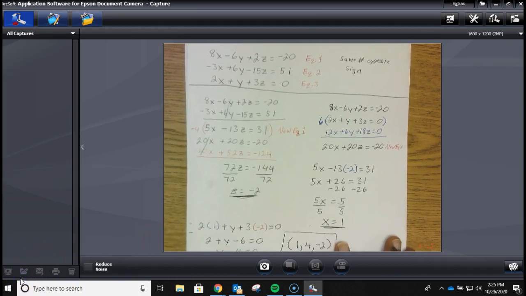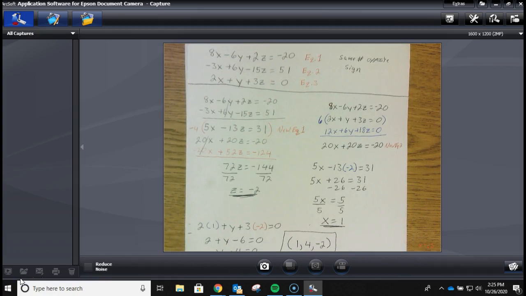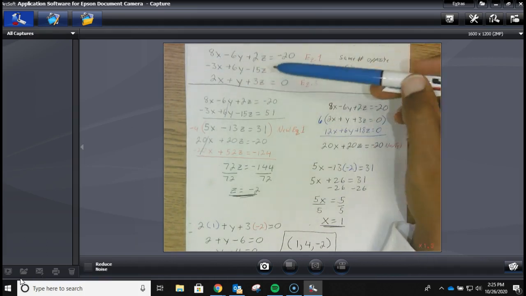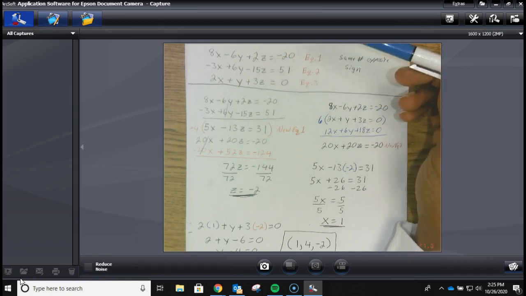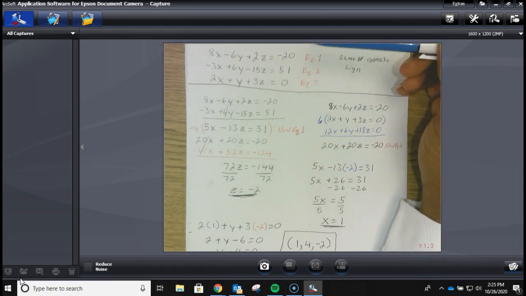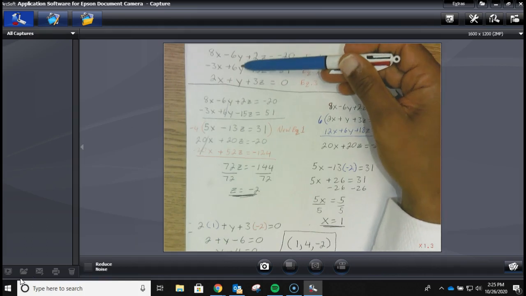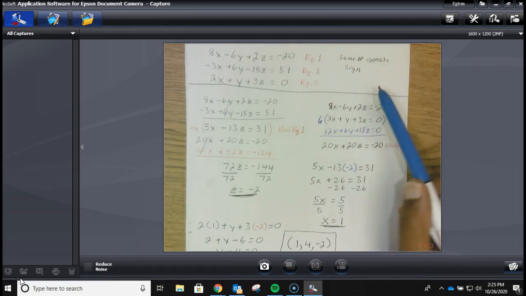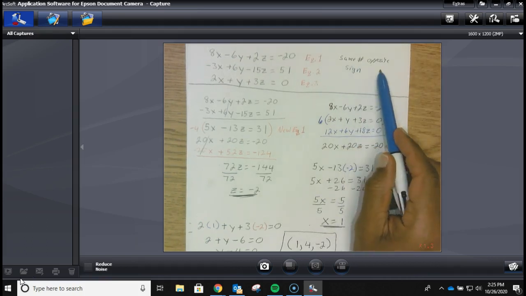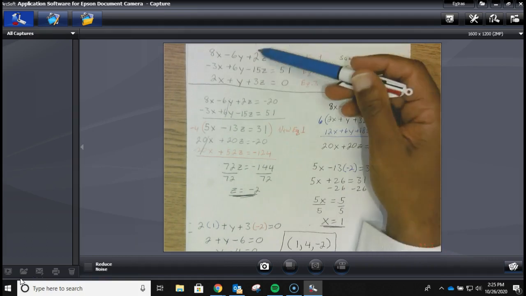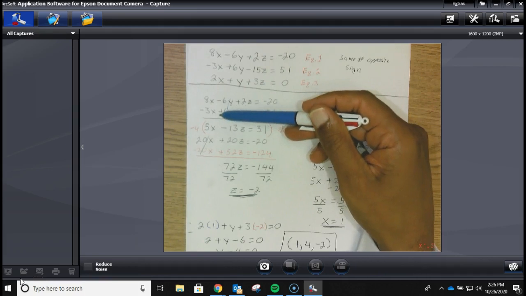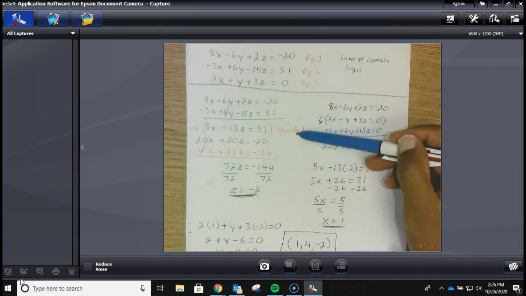So let me give you a quick recap on solving systems by elimination. The first thing you have to do is line up your x's, your y's, and your z's, and your numbers. Second, you want to figure out which variable you want to eliminate. I chose to eliminate y because I saw that negative 6 and 6 have the same number, opposite sign. So I combined those 2 equations by adding them together and created a new equation.